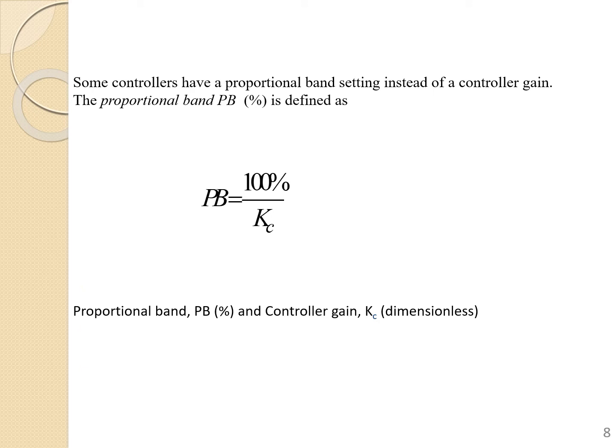So some controllers have a proportional band setting instead of controller gain. So normally we will use KC, controller gain, for the proportional modes. But some controllers, they will use a proportional band. So the proportional band's formula is 100% over the controller gain. Okay.